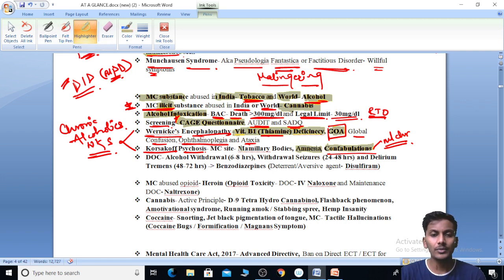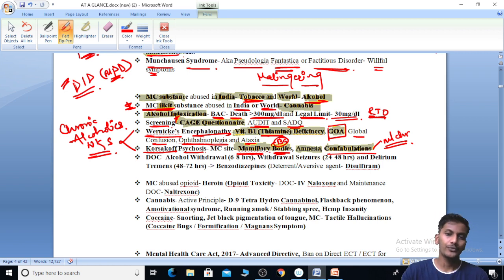The most common site which is affected in cases of Wernicke-Korsakoff syndrome: please remember there would be atrophy of the mammillary bodies. Please remember, in basal ganglia, there would be atrophy of these mammillary bodies which can be seen in Wernicke-Korsakoff syndrome. Yaad rakhna, important hai, right?